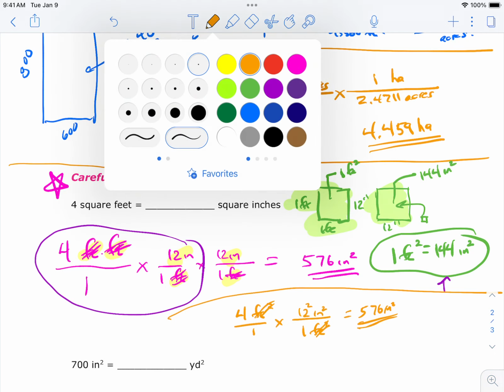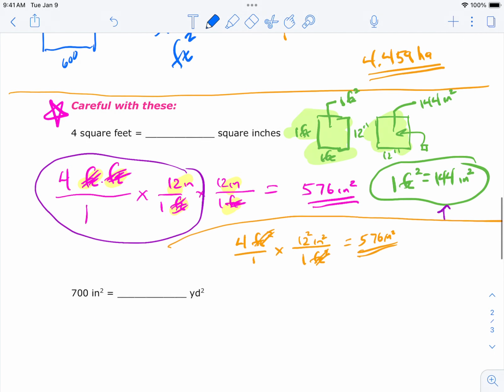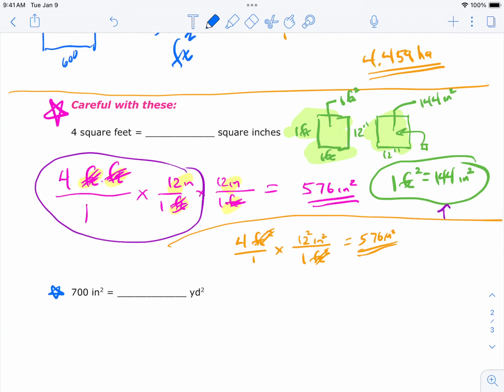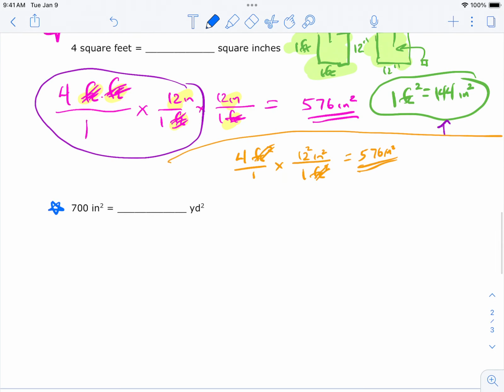If you want to test whether you're really understanding this, then try this example real quick. It says 700 square inches. How many square yards is that? Just as a helper, 1 yard has 36 inches. Pause. Come on back. Okay, so I've got 700 square inches. Put that over 1. Now I know that 1 yard has 36 inches.